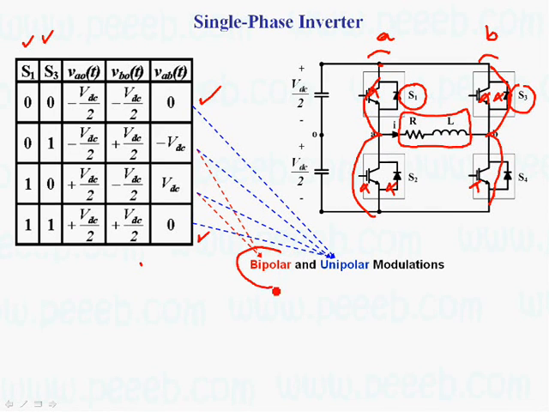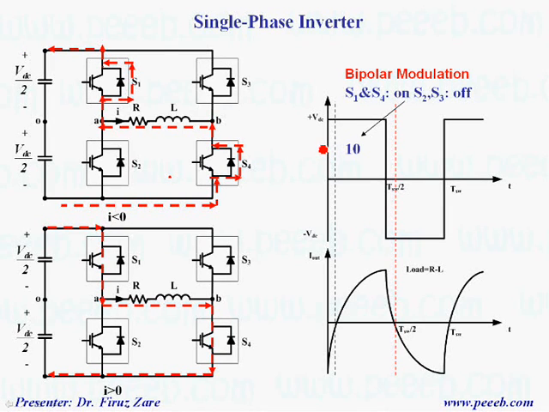Bipolar means that the output voltage just changes between minus VDC and plus VDC, but in unipolar, the output voltage changes between 0 and plus VDC or 0 and minus VDC. So let's see the current and voltage waveforms for bipolar modulation. Starting with this switching state, that means S1 and S4 are on, and S2 and S3 are off for just this interval.